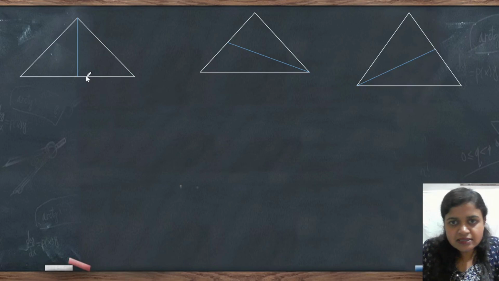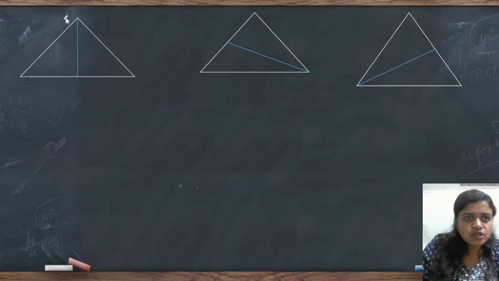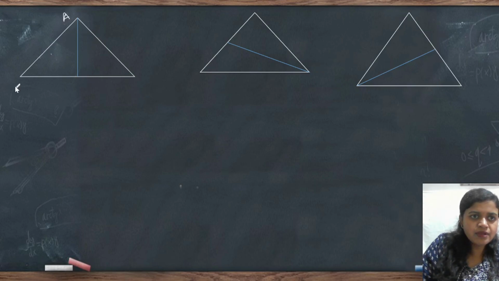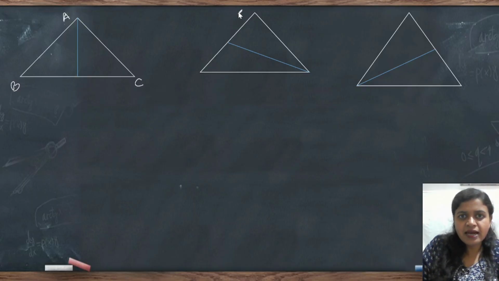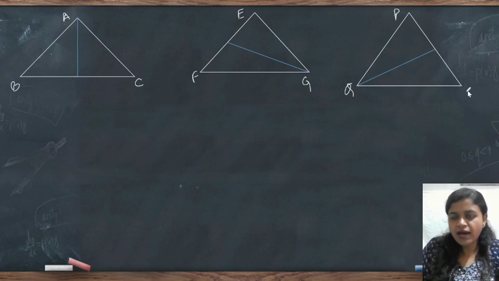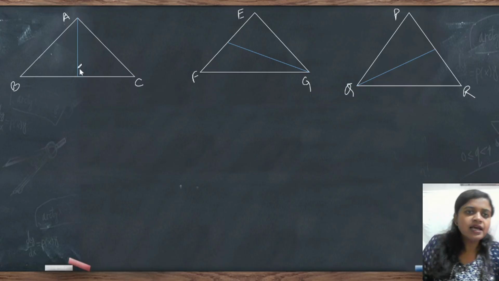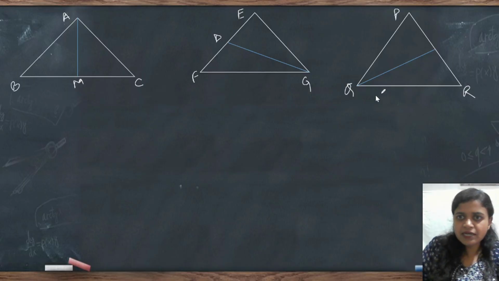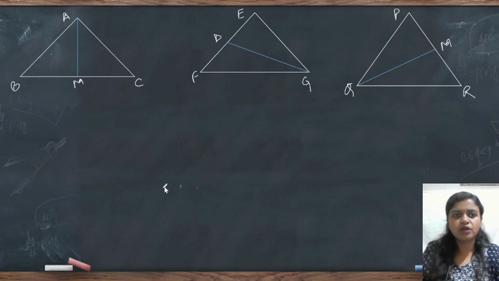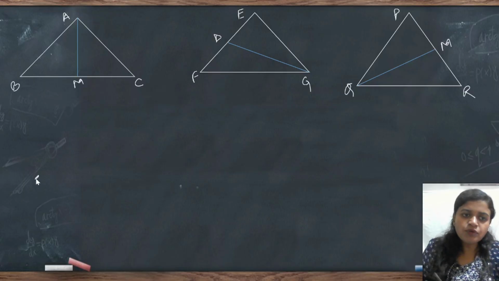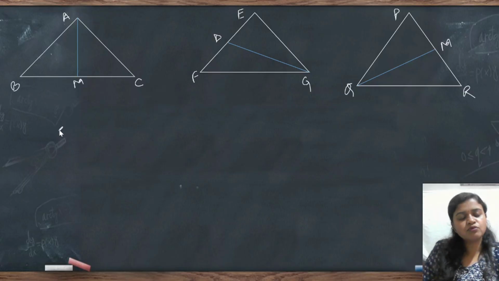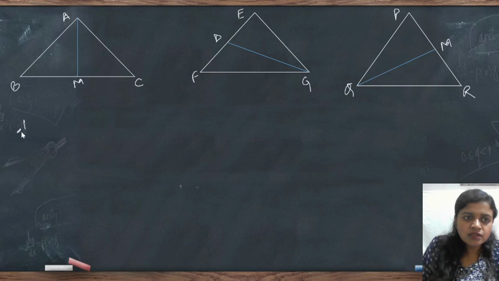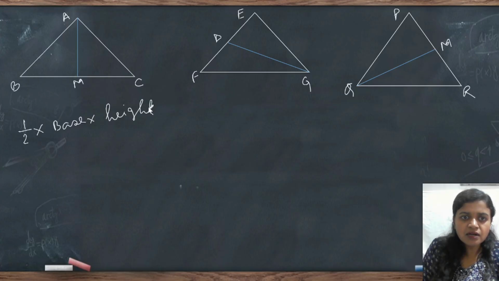So there are three types of triangles. Suppose this is A, B and C, and this is E, F, G, and this is P, Q and R. Suppose there are three triangles, and from A to the opposite side this is a perpendicular, and GD is a perpendicular, and QM is a perpendicular. If I name it, we know the height, and we know how to find the area of a triangle. What is the formula? Half into base into height.